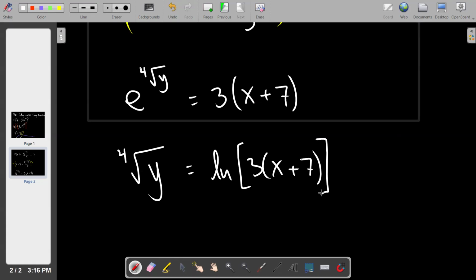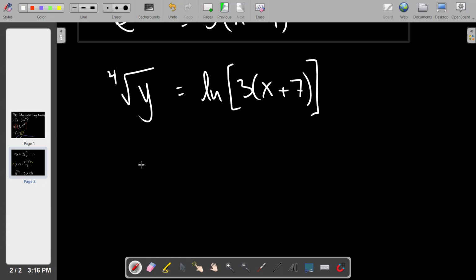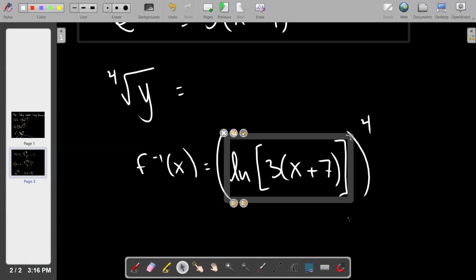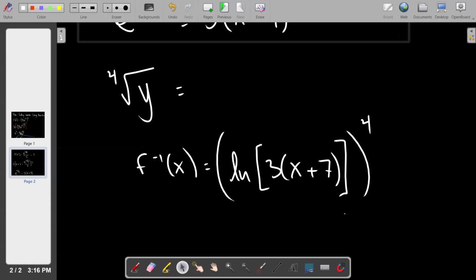What's the last thing we have to do? Power 4. Exponentiation is going to be what we want here. So we're going to finish it off. We're going to say that y, or let's say f inverse of x, is equal to this whole thing raised to the power of 4. And again, since I have this technology, I can cheat a little bit and just put that right in there like that.